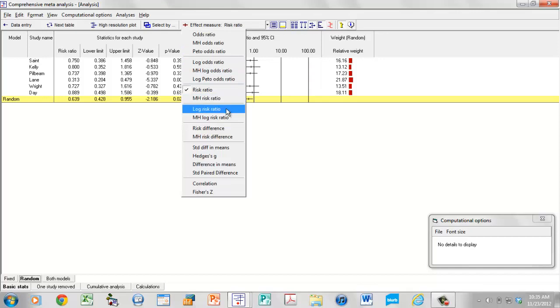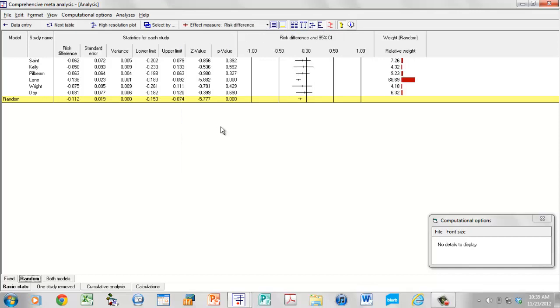I can also shift to the risk difference. And of course the scale changes now. We're looking at risk differences. In this range, the overall effect is an estimate of minus 0.11, meaning that the mean risk in the treated group drops by about 11 points compared to the control group.